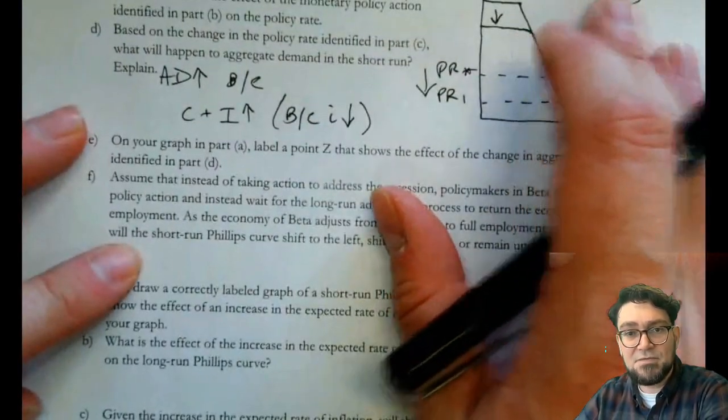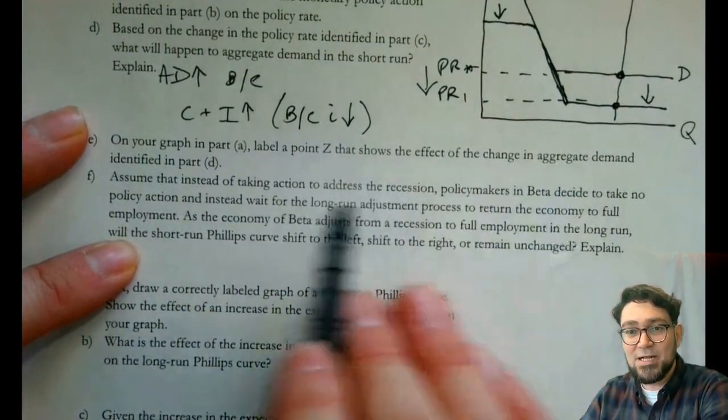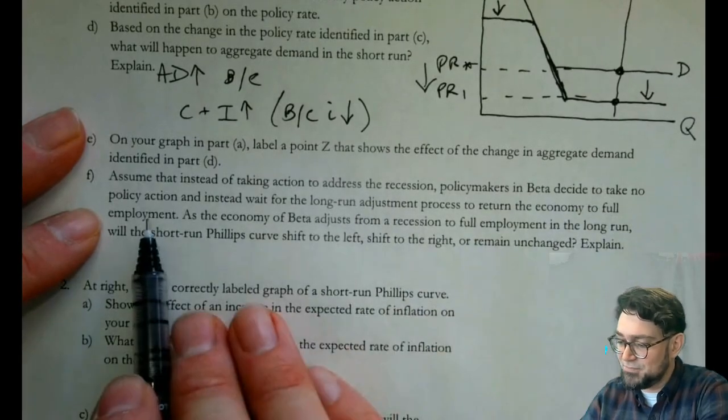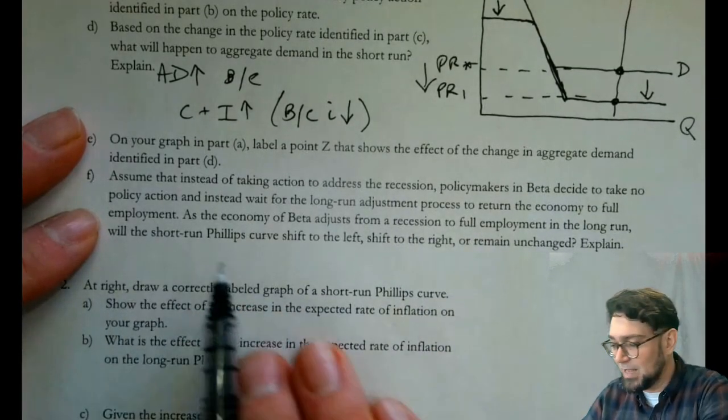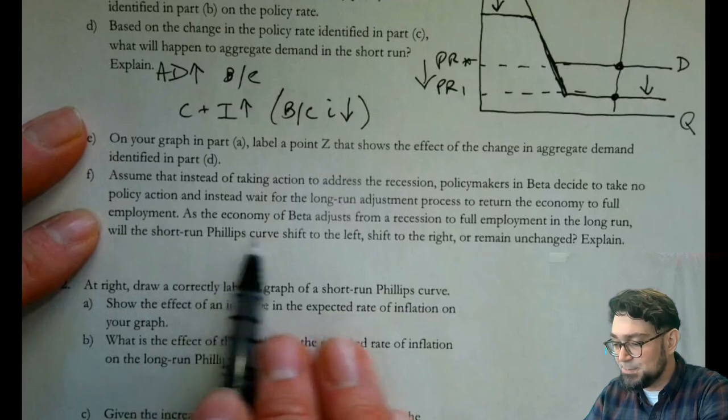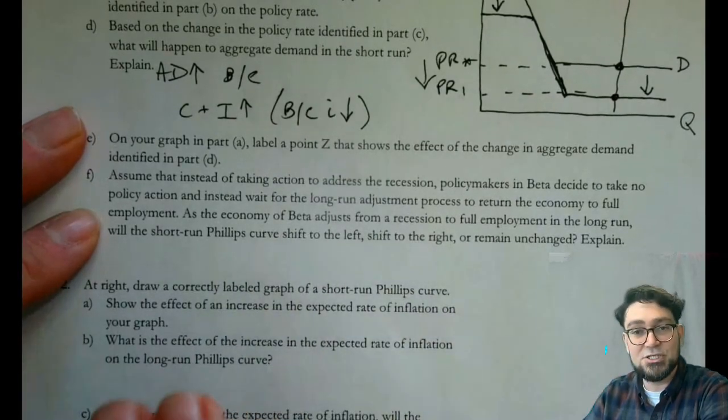Now, part F says assume instead policymakers decide to take no policy action. Instead, wait for the economic process to return the economy to full employment. As the economy adjusts from a recession to full employment, will the SRPC shift to the left, shift to the right, or remain unchanged? Explain.